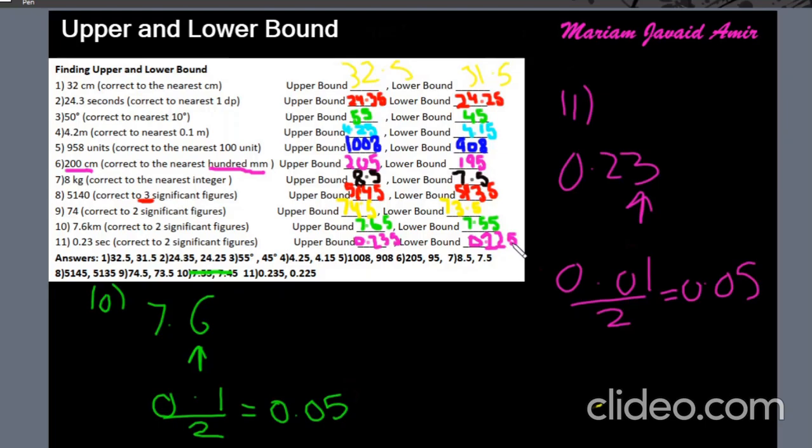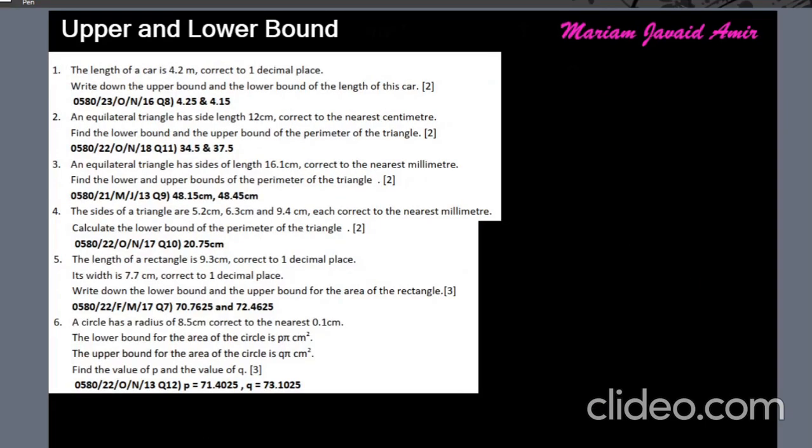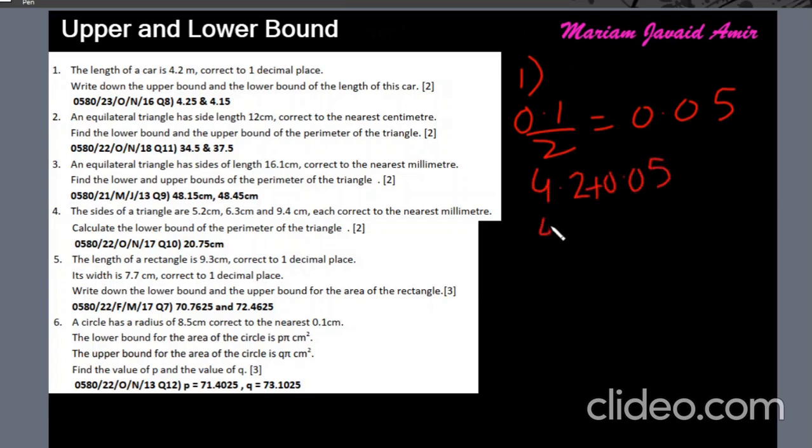So now let's jump to the past paper questions. Okay, so question number 1. The length of a car is 4.2 meters, correct to the nearest 1 decimal place. So 1 decimal place is 0.1. So for question 1, 0.1 divided by 2, we get 0.05. So write down the upper bound and the lower bound for the length of the car. So we add 0.05 to the original value, and we subtract 0.05 from the original value. So we get 4.25 and 4.15 as the answers.